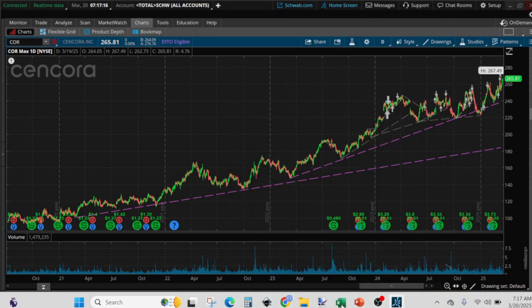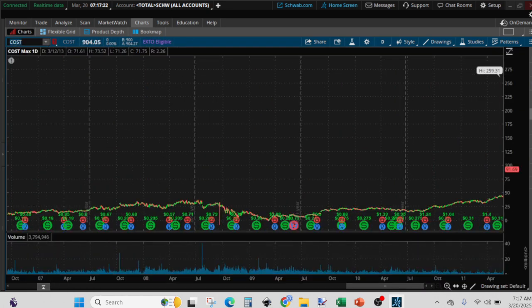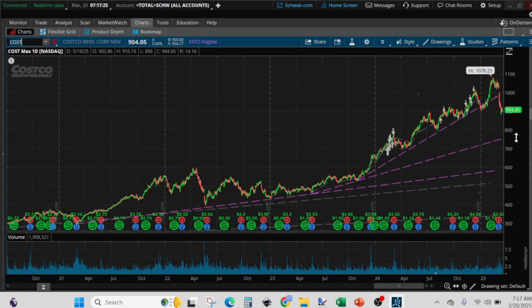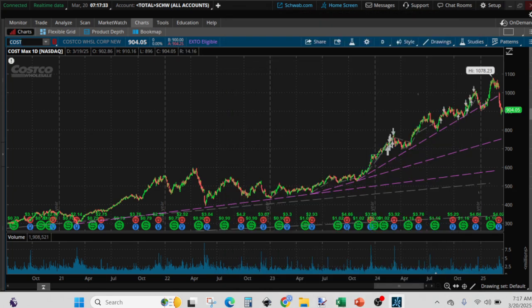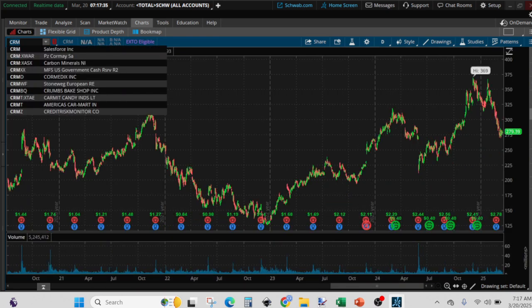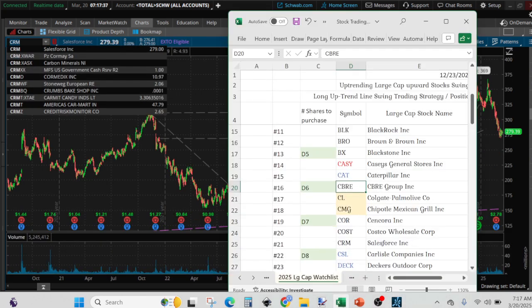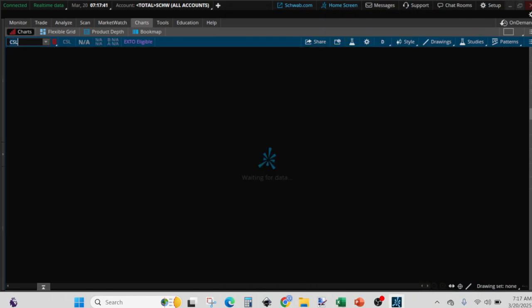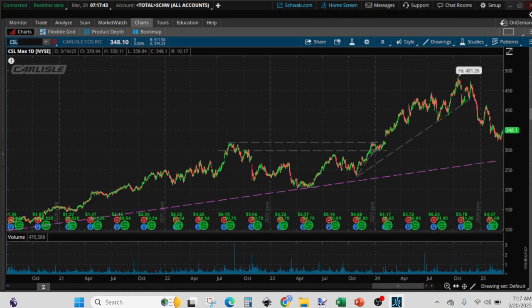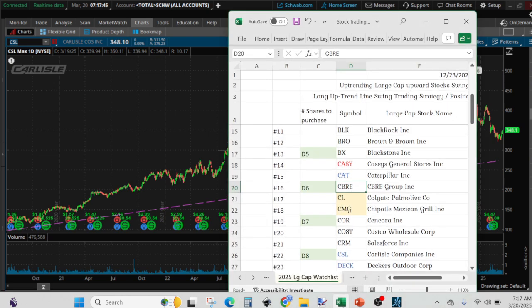So the next one is COST. COST. Okay, it's not close to the trend line there yet. It passed the first one up. The next one is CRM. So CRM is far from the trend line. The price went up yesterday. The next one is CSL. CSL is not quite close to the trend line just yet.